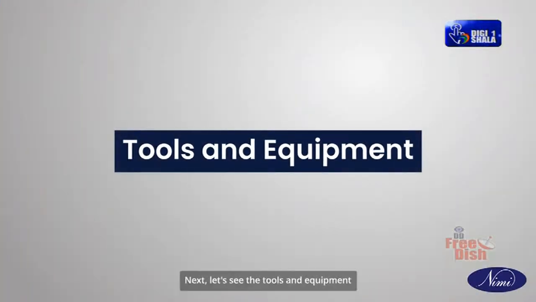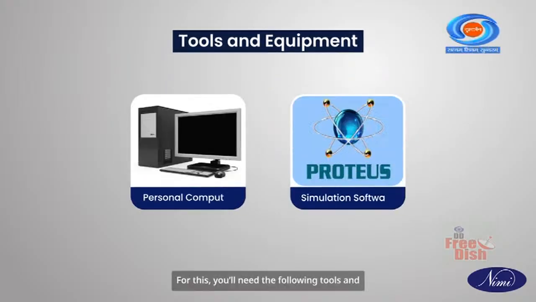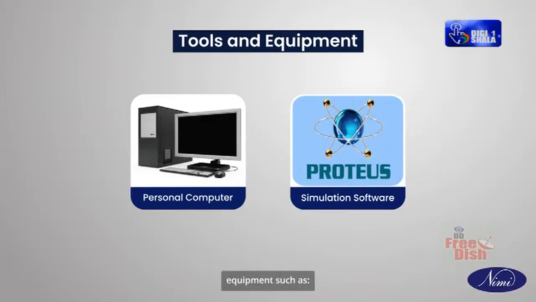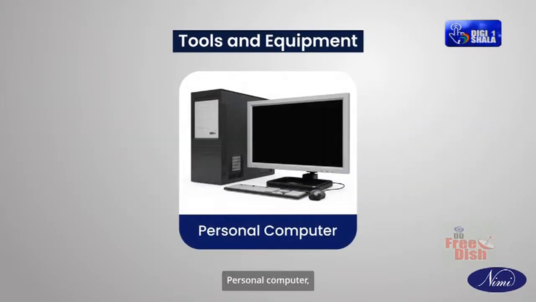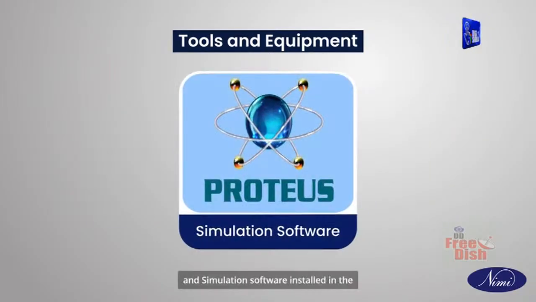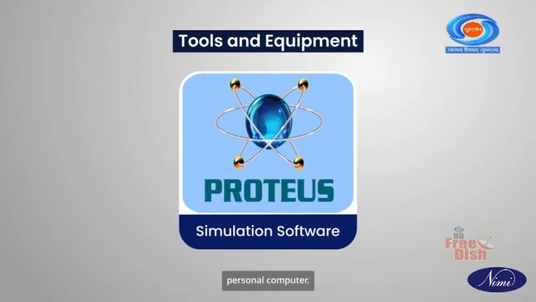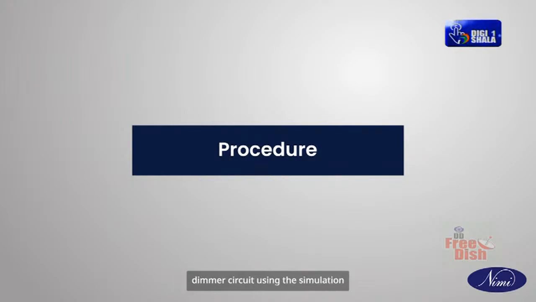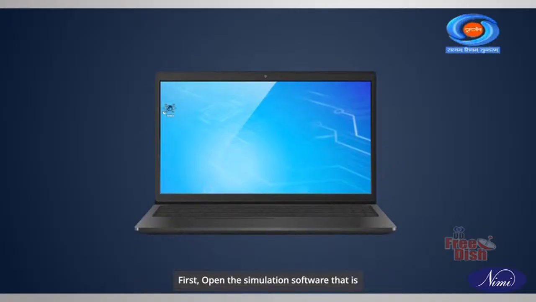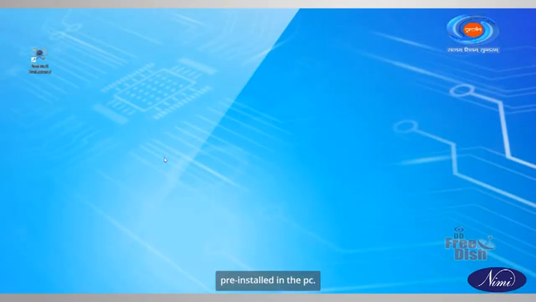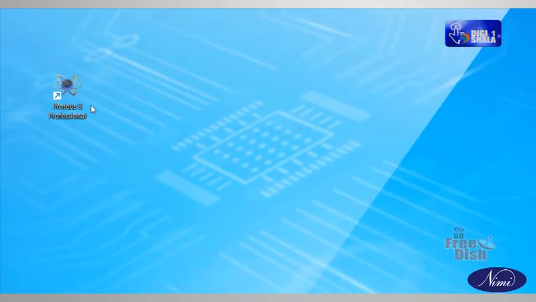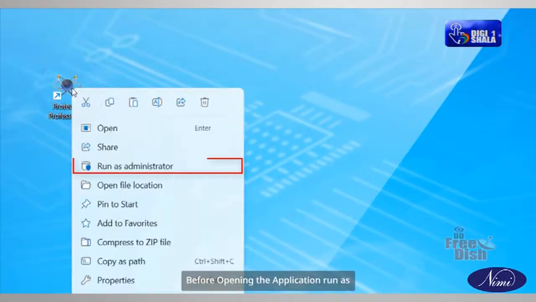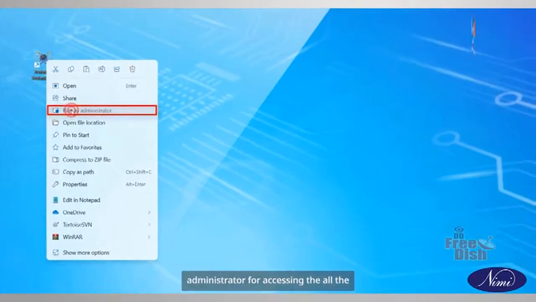Next, let's see the tools and equipment needed to construct the electronic lamp dimmer circuit. For this, you will need the following tools and equipment such as a personal computer and simulation software installed in the personal computer. Now let's construct the electronic lamp dimmer circuit using the simulation software. First, open the simulation software that is pre-installed in the PC. Before opening the application, run as administrator for accessing all the libraries.